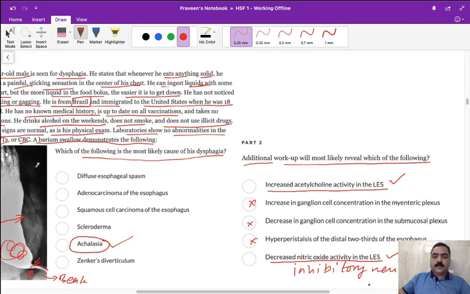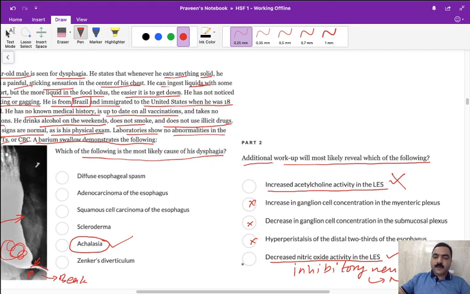The inhibitory neuron releases nitric oxide. So when the inhibitory neuron is releasing nitric oxide, what will happen? The acetylcholine will not be released and the sphincter will relax. Because there is a decrease in nitric oxide activity, what is happening in the lower esophageal sphincter? There is increased acetylcholine activity and the lower esophageal tone is increased. So which one will you pick out of these two? These two look almost the same, but this is not the primary cause, so this is not the answer.